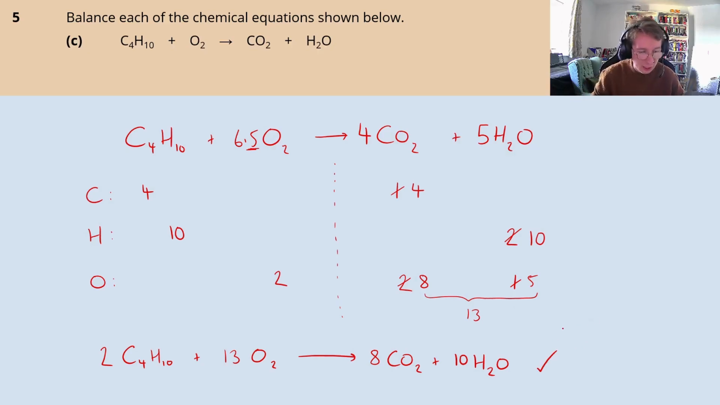Give yourself a tick if you got that right. As I said before, balancing equations, really key skill. The key thing with it is to be methodical, only focus on one element at a time. And if that route doesn't work, start again, start with a different element. Okay? Thank you very much.